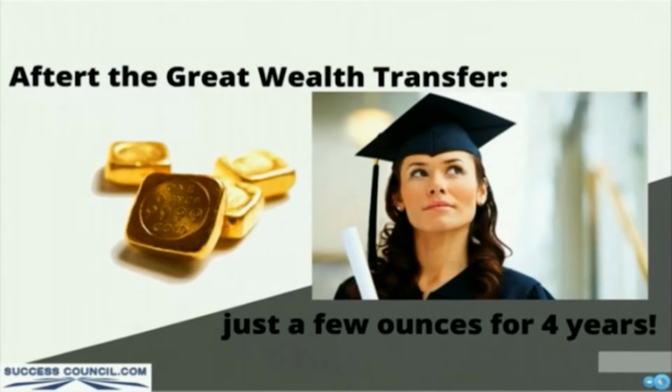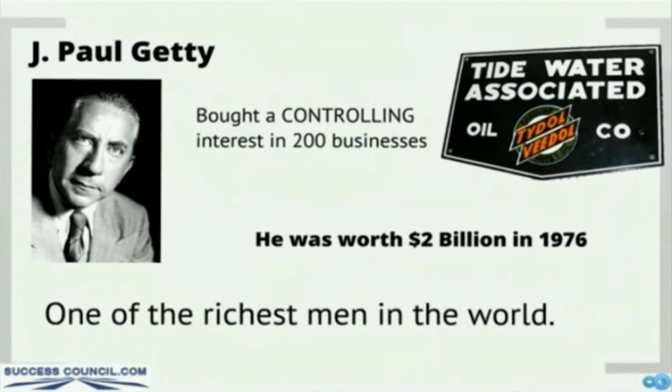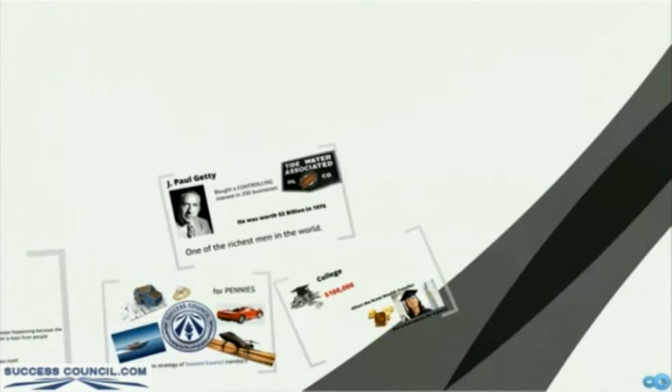This is how some of the world's richest people got wealthy in the first place. Back in the Great Depression after the 1929 stock market crash, J. Paul Getty bought a controlling interest in 200 businesses, including Tidewater Associated Oil Company. When he died in 1976, he was worth $2 billion. In today's dollars, he'd be one of the richest men in the world, hands down.